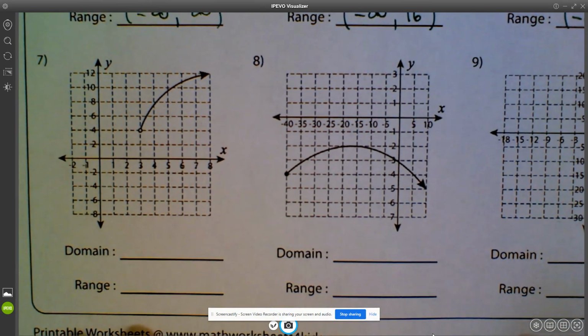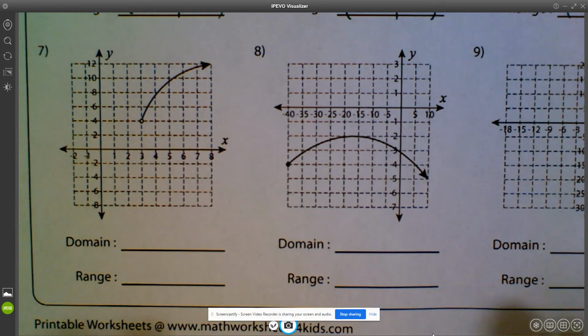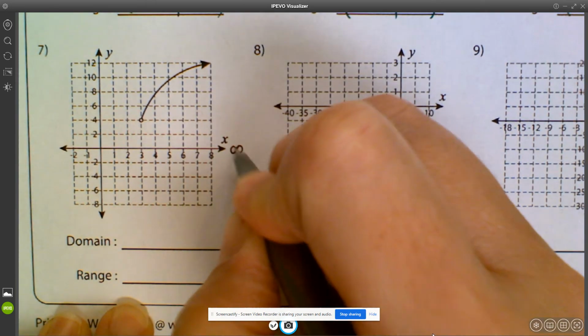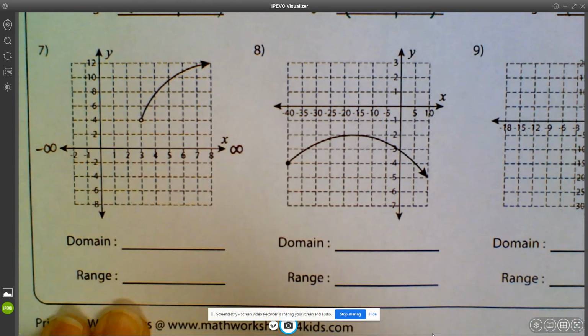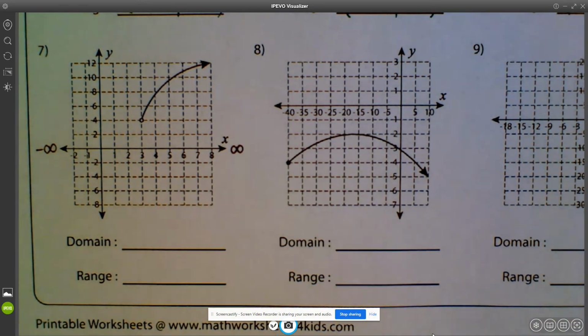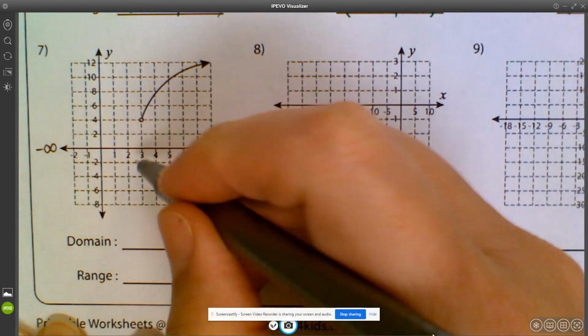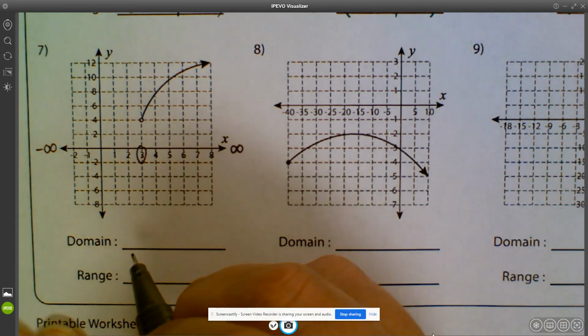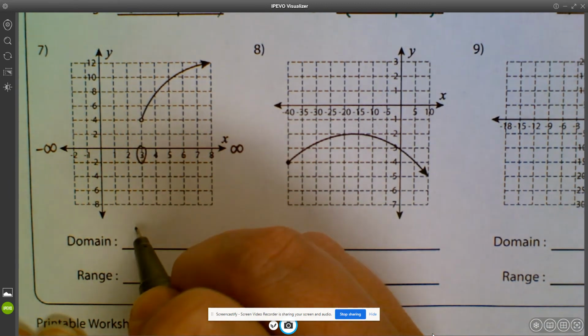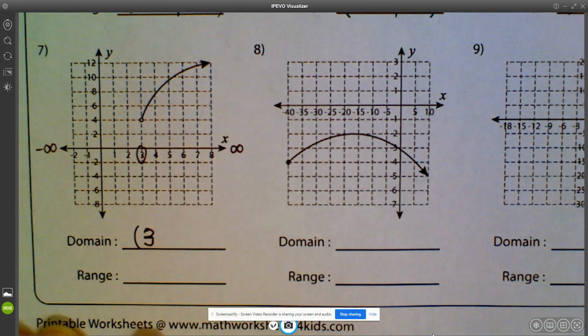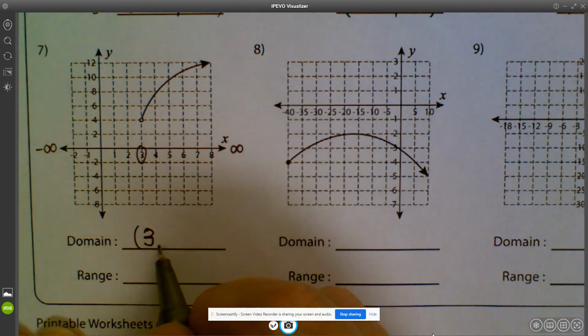Right, number 7. Let's look at this one. Okay, let me remember my infinities. All right. So the starting point, the leftmost point of this graph occurs right here where x equals 3. And it is an open circle. So we have a parenthesis and not -3, just 3. Good cover there, Robadeer.